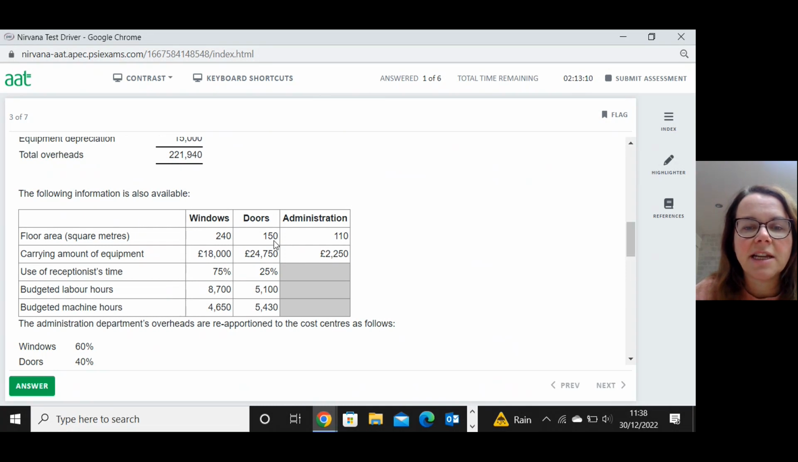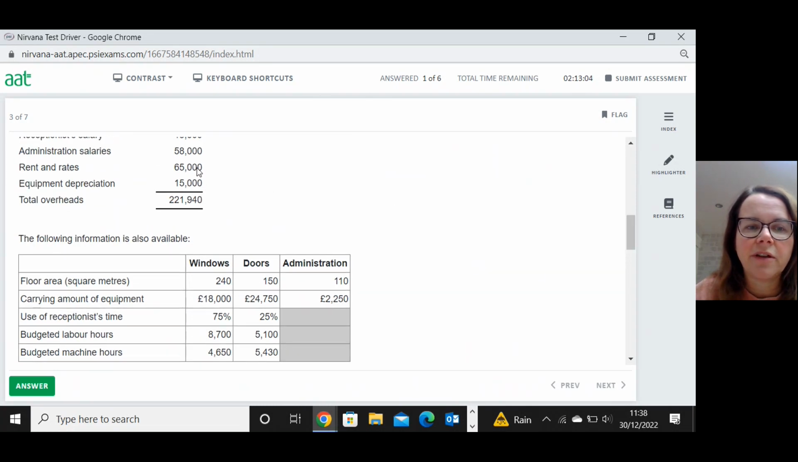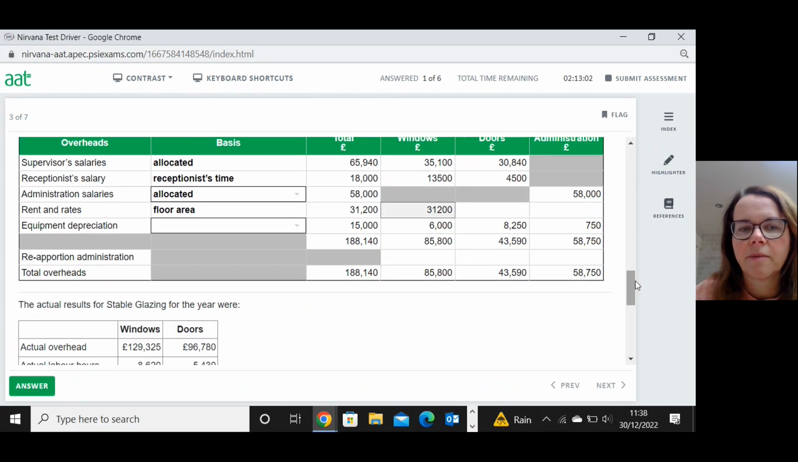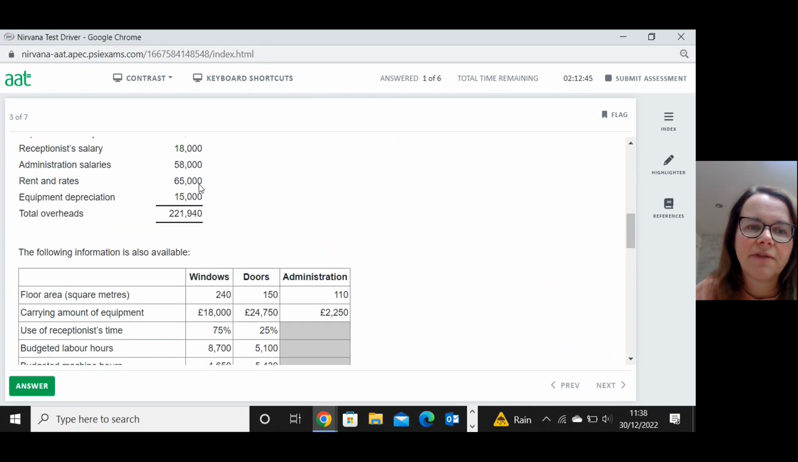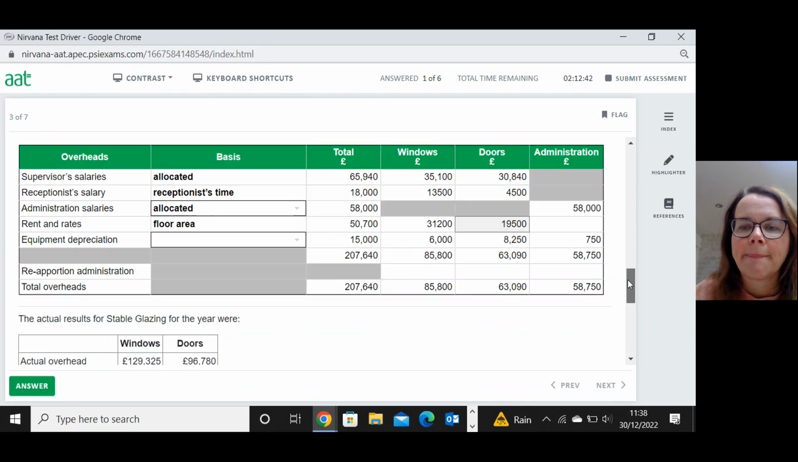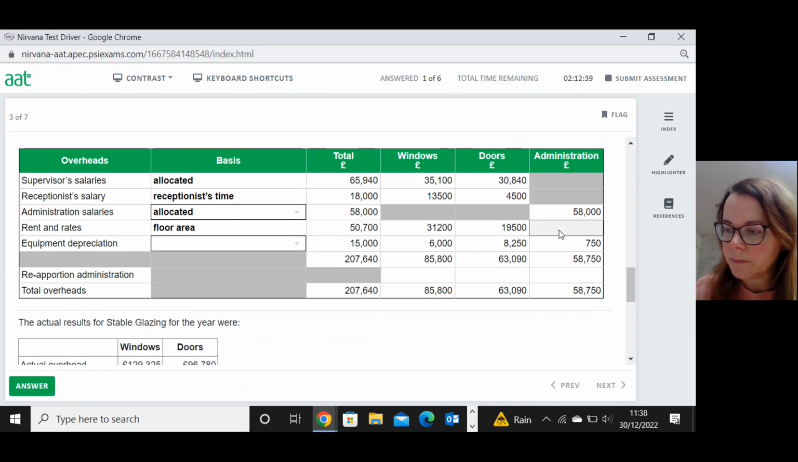I'm then going to repeat that process for the other 2 departments. So 150 divided by 500 times 65,000 gives me 19,500 for the doors. And then finally, the administration will be 110 divided by 500 times the £65,000, which gives me 14,300. And again, it types in that total there so you can check that your 3 numbers add up to the number that you were trying to dish out.